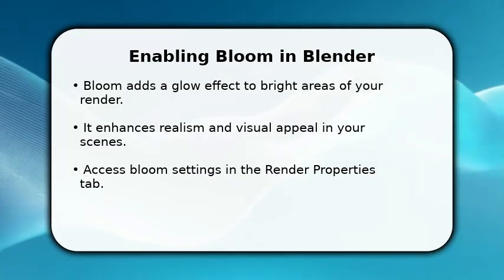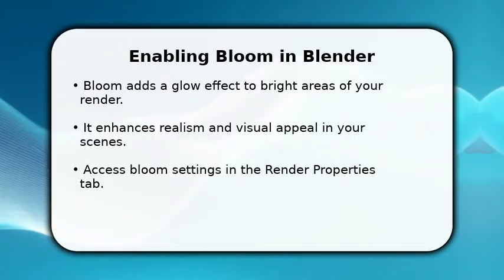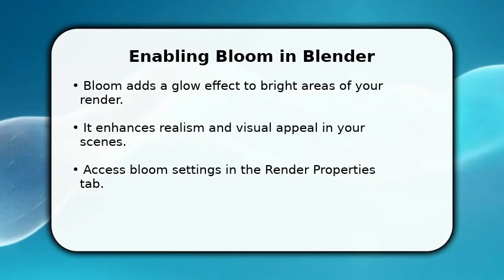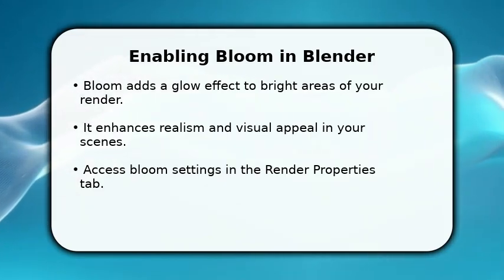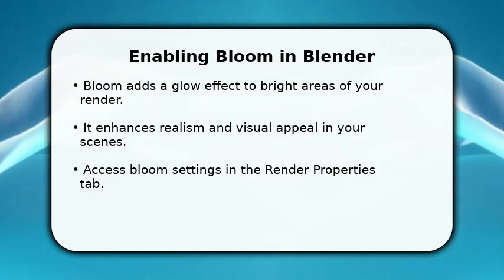In this video, I will explain how to use Bloom in Blender. First, navigate to the Render Properties tab in your Blender interface. Locate the Bloom checkbox under the Eevee or Cycles Render Engine settings. Enabling this option will activate the Bloom effect, allowing you to immediately see its impact on your scene's bright areas. This is your initial step to adding a beautiful glow.